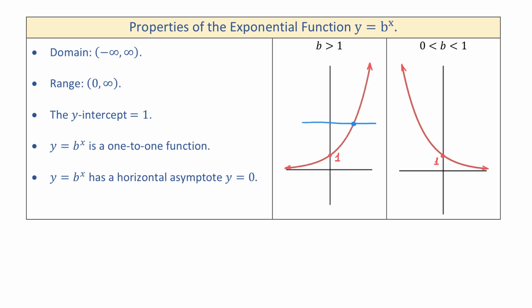And now in the last property, the function y equals b to the x power has a horizontal asymptote, and this asymptote is y equals 0, which is the x-axis. This means that the graph approaches the x-axis as x approaches negative infinity or positive infinity. So this graph is going to get closer and closer to the x-axis, but it's never going to touch it.